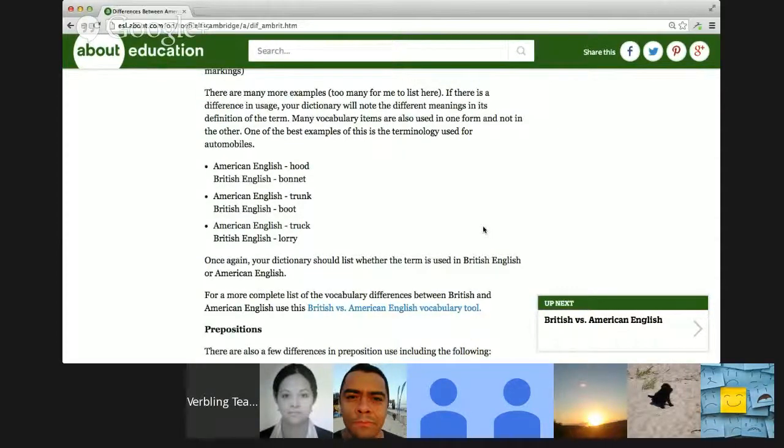American English, truck. British English, lorry. Once again, your dictionary should list whether the term is used in British English or American English. For a more complete list of vocabulary differences between British and American English, use this British versus American English vocabulary tool.